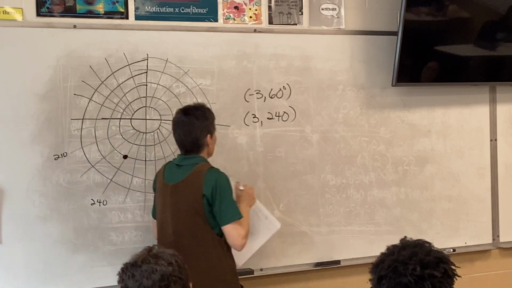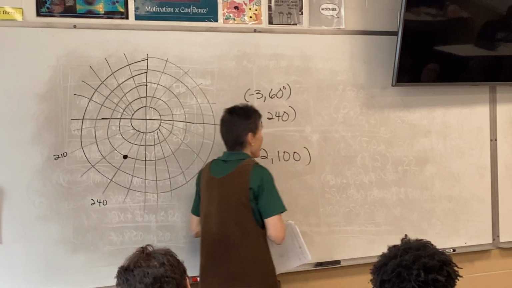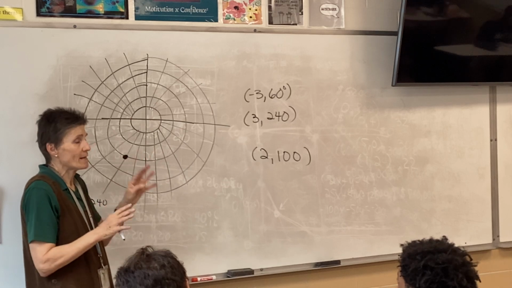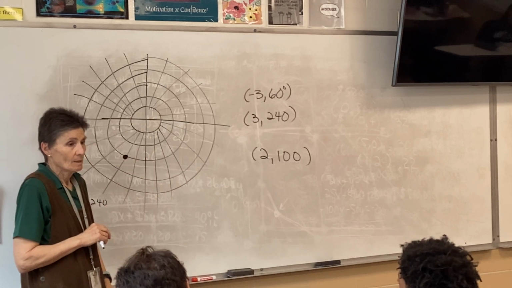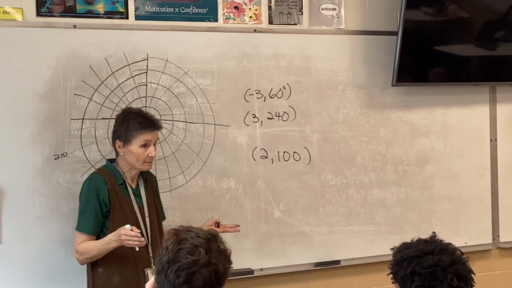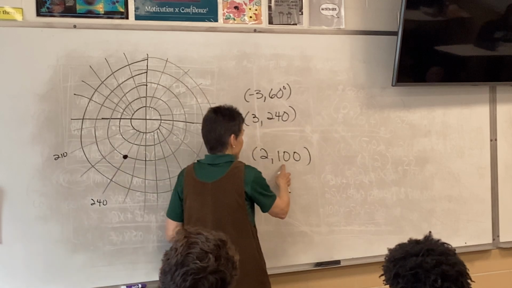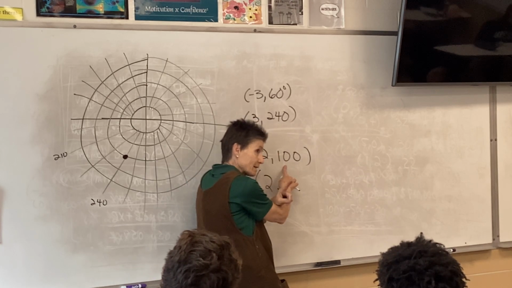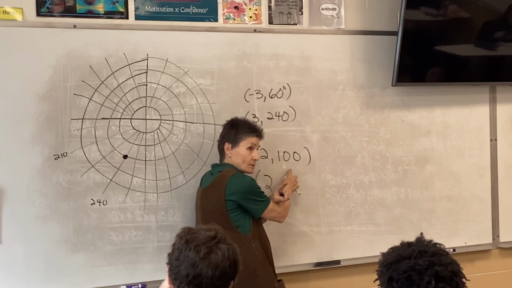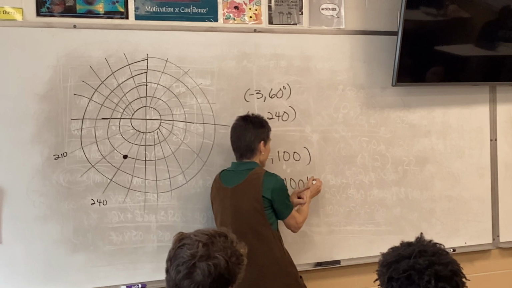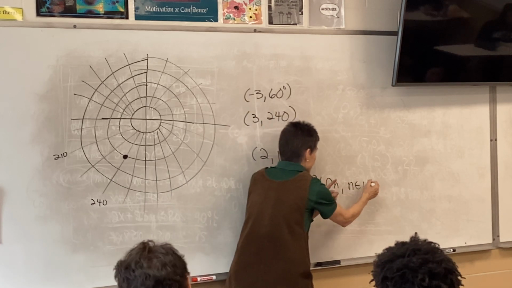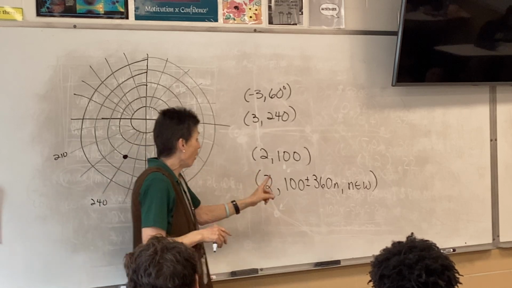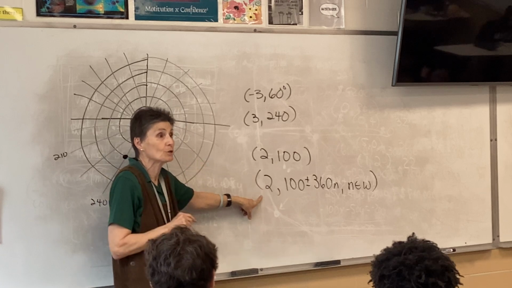All right, number 2. Name all the points plotted at the same place as 2, 100. Now, we kind of talked about this yesterday. Why are there so many ways to name polar coordinates? Because the angles can be named lots of ways, right? We could rename this angle by adding or subtracting revolutions, coterminal angles, right? So we could say 100 plus or minus 360n, where n is some whole number. That would be all of the points with a positive R value.